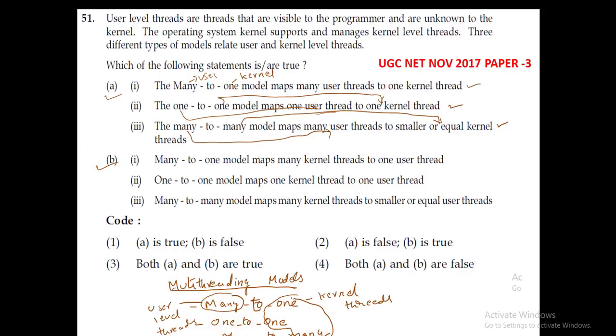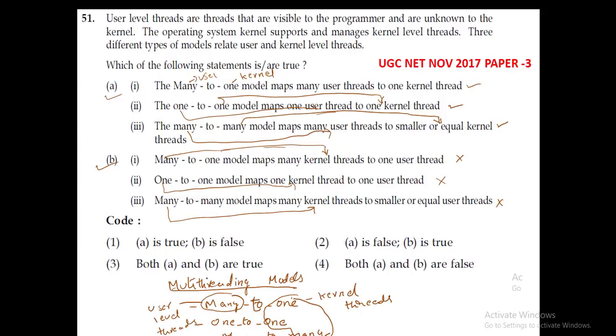Now see the B options under this. Many to one model maps many kernel threads to one user thread. It is wrong because the first term must match the user level threads, but here it is given as a kernel thread, so this option is wrong. And see the next one, one to one model maps one kernel thread to one user thread. It is also wrong because here the first word maps to the kernel threads, so it is wrong. And here also, many to many model maps many kernel threads to a smaller or equal number of user threads. The first term here maps with the kernel thread, so it is also wrong.